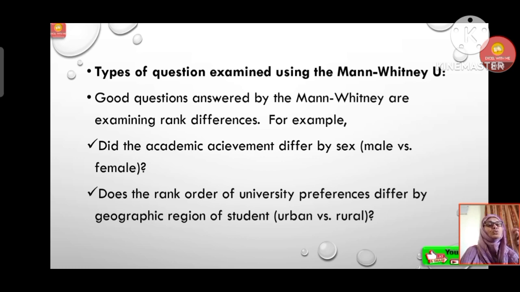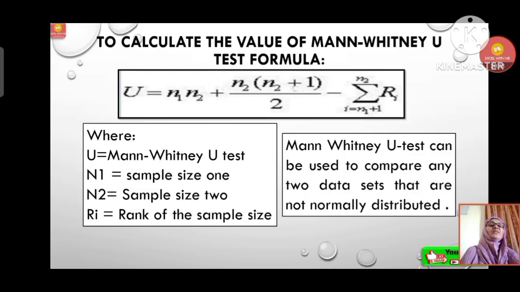Now, to calculate the value of the Mann Whitney U-test, the formula is given here, where U is the Mann Whitney statistic. The Mann Whitney U-test can be used to compare any two data sets that are not normally distributed.